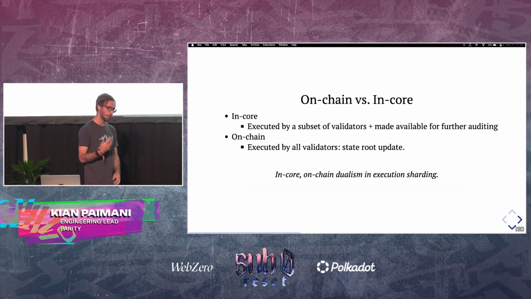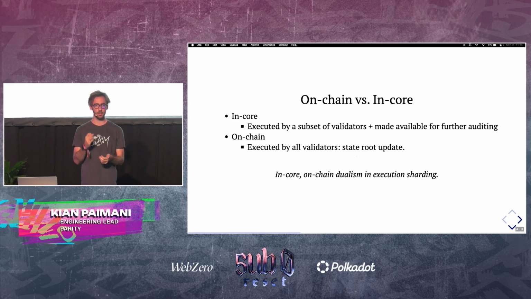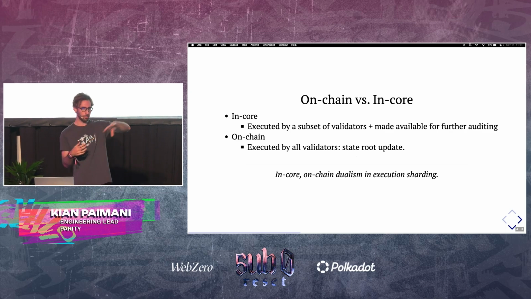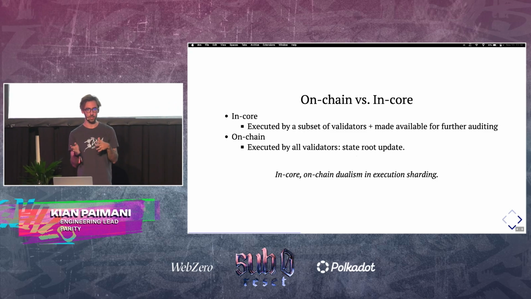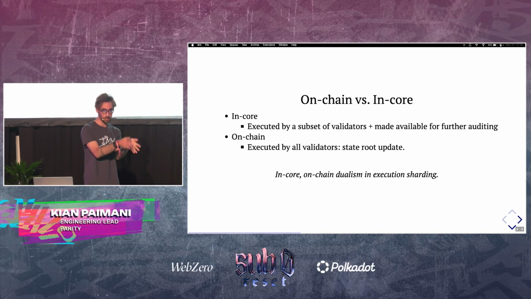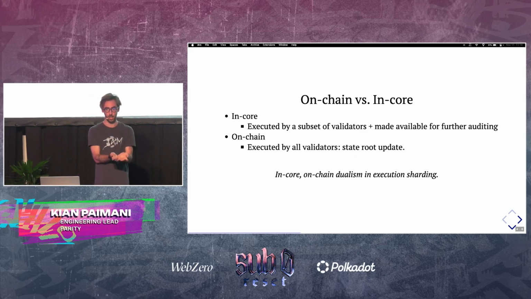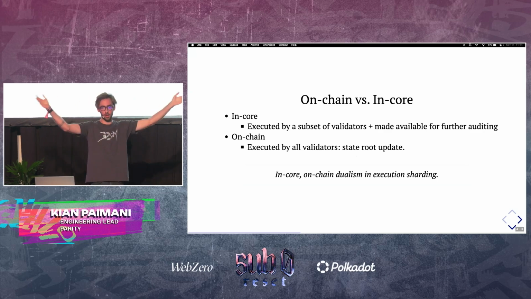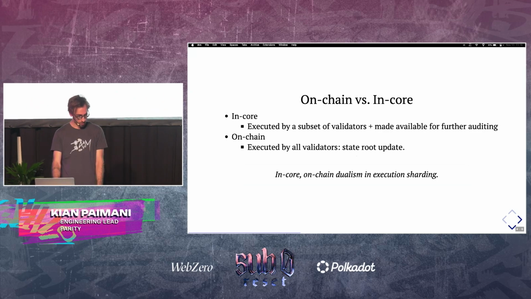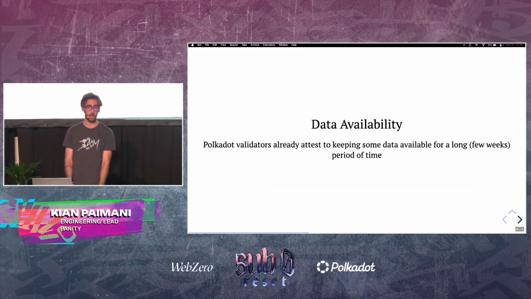But what I want to get out of it is this very interesting dualism that is 100% unique to Polkadot's architecture, in-core on-chain dualism. In that, as a parachain block is being processed, it's going through 2 different phases that have different properties. At some point, it is inside a core, so it's being processed by some validators, and this is where most of the computation happens. And at some point, it's on-chain. And by on-chain, I mean all validators are executing it. Within Polkadot, we already have this in-core and on-chain dualism. Moreover, as I talked about, we already have data availability.